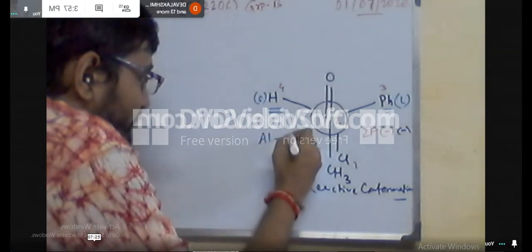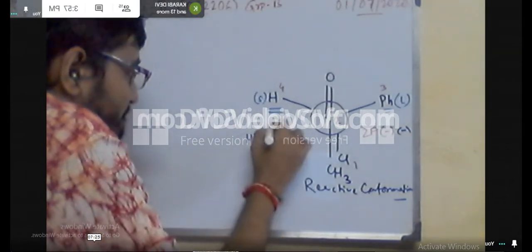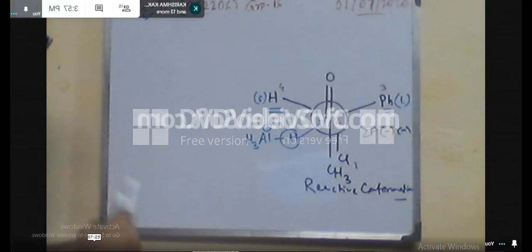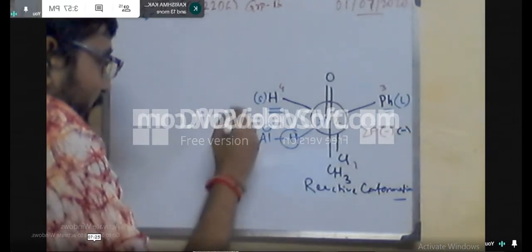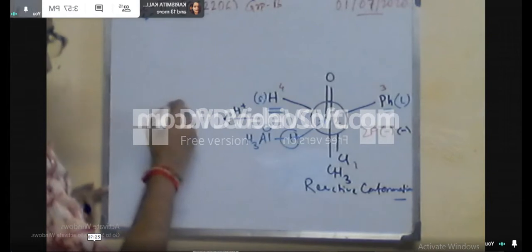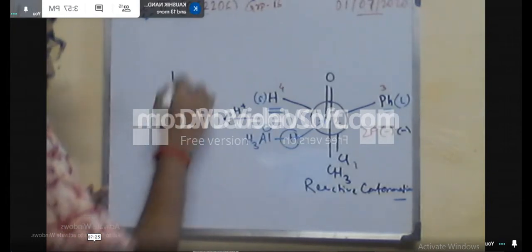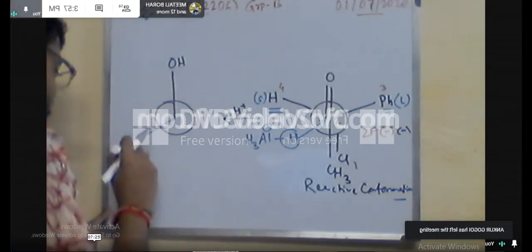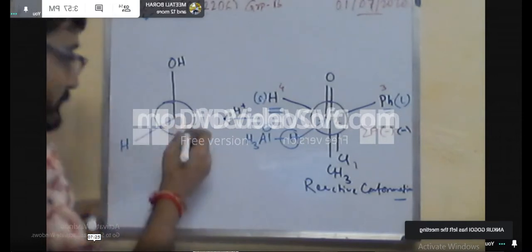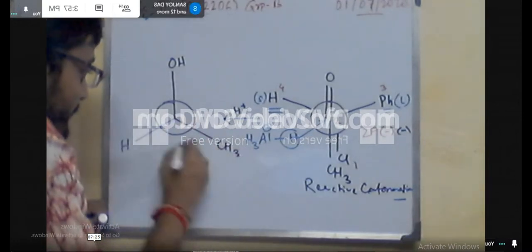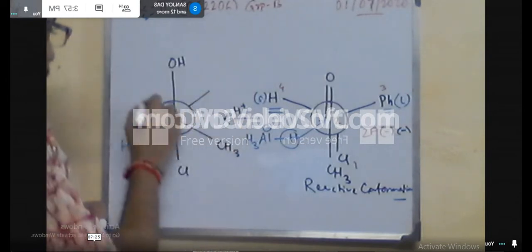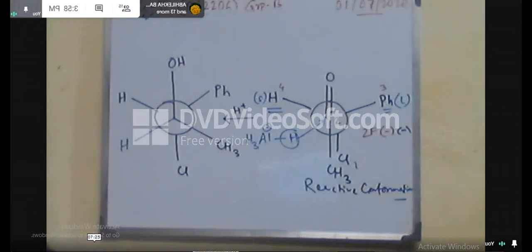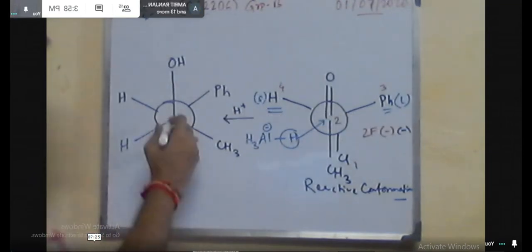If I find the configuration of this center, here you can see that this is 1, the back carbon is 2, this is 3, and this is 4, according to the CIP rule. And we know the second carbon is the back one, that means 2b plus. Now the rotation of the rest of the 3 groups, that means 1, 3, 4, is clockwise. So that means this is plus, and plus into plus, the configuration is R.